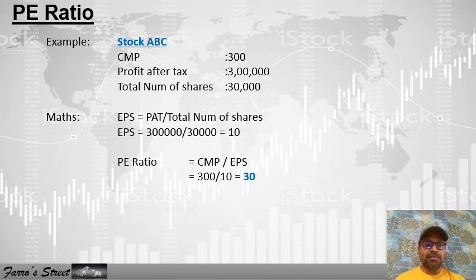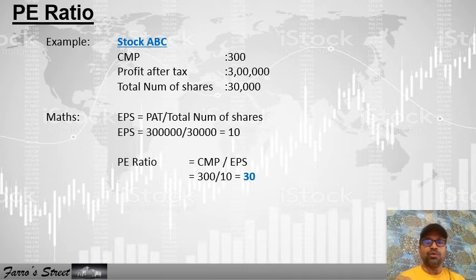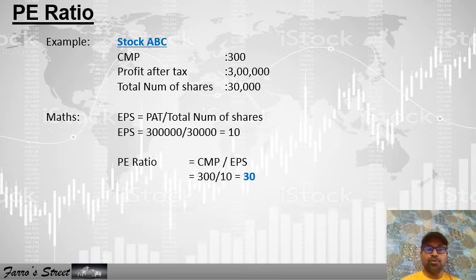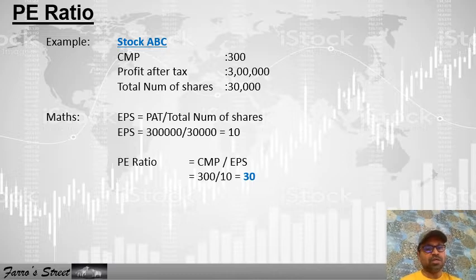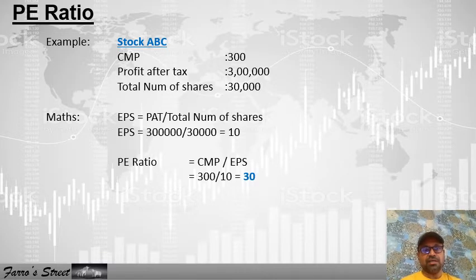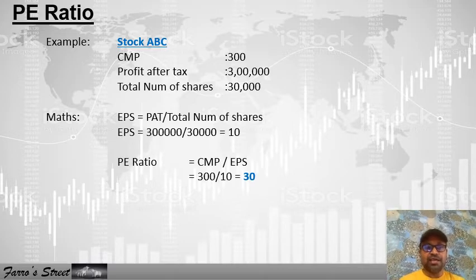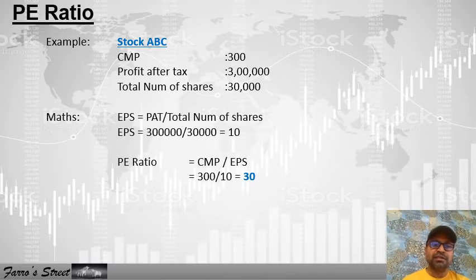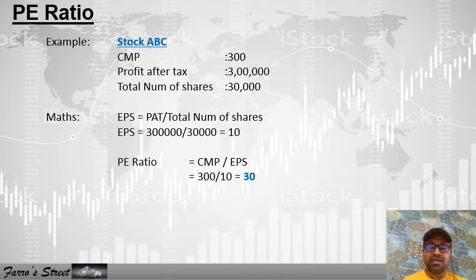So if we apply the maths, let's first calculate the EPS, which is earnings per share, which is equal to profit after tax divided by total number of shares. तो हमको यहाँ पे 10 मिल जाता है. So earnings per share is 10. Now let's find out the PE ratio, which is the current market price divided by earnings per share. 300 by 10 आपको 30 मिल जाता है. ठीक है. Now that we've calculated, the PE ratio of stock ABC is 30.